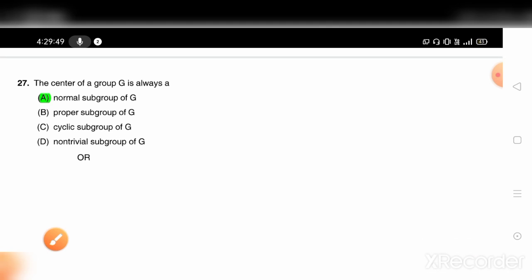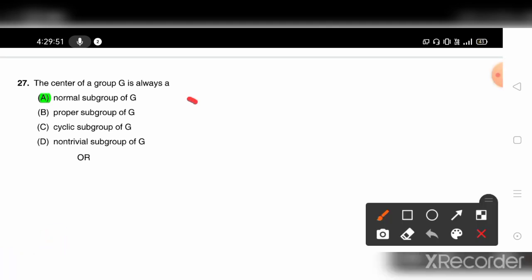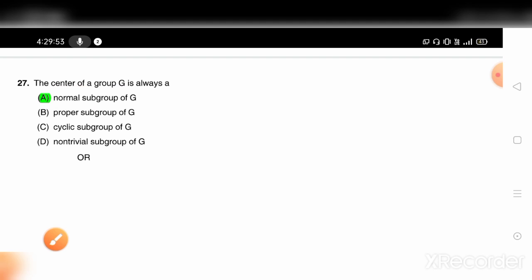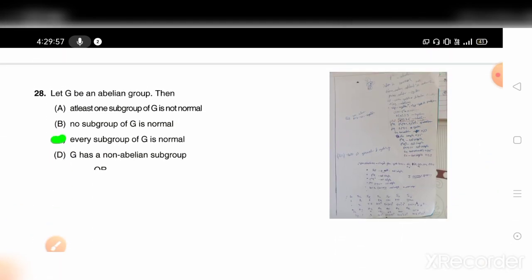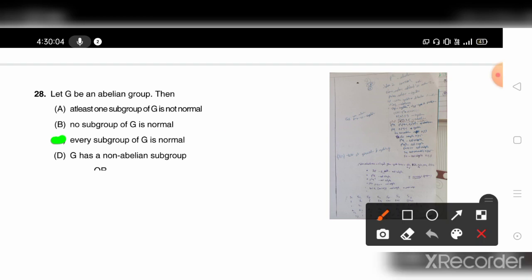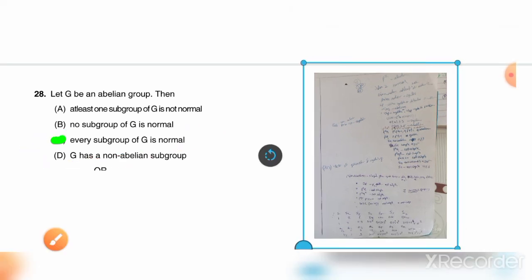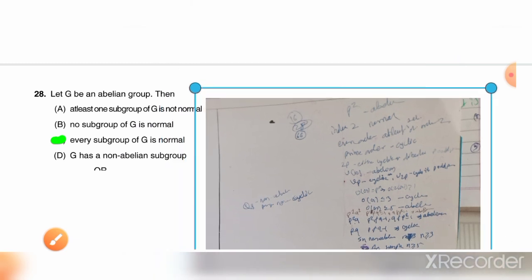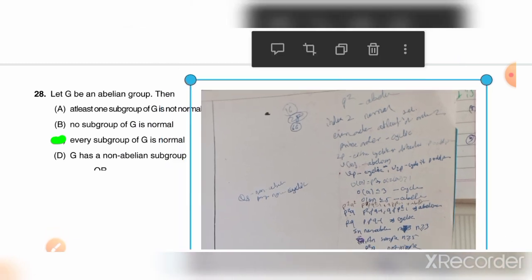The center of a group G is always a normal subgroup of G. This is a direct result. Let G be an abelian group, then every subgroup of G is normal. This is the formula. A group of order p square is abelian, a subgroup of index 2 is normal, and a group of prime order is cyclic.